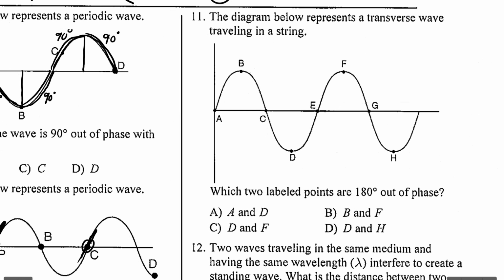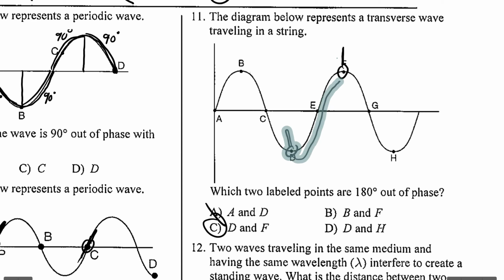Number 11, diagram below, transverse wave, which 2 labeled points are 180 degrees out of phase? So is it A and D? A and D are 270 degrees out of phase. Nope. D and F. How many degrees is this? It's from a trough to a crest. This is 180 degrees out of phase. Oh, that's what we're looking for.